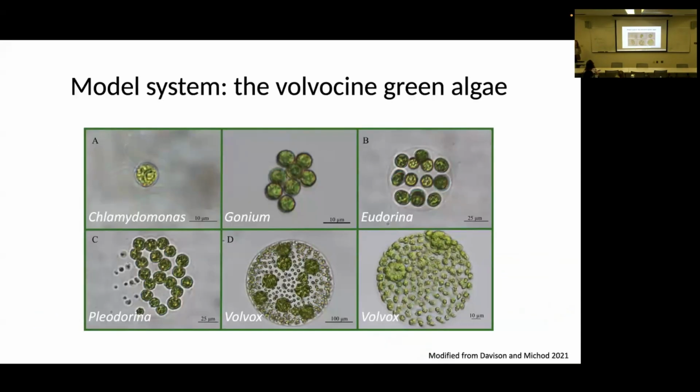So I use the Volvocine algae as a model system. These are an awesome model system for studying the evolution of multicellularity, as Will said. You've got species like Chlamydomonas that are unicellular most of the time, but can also form groups in response to the environment. You have species like Gonium here that are multicellular most of the time, but are sometimes unicellular in some environmental conditions. There's species like Eudorina that are undifferentiated.